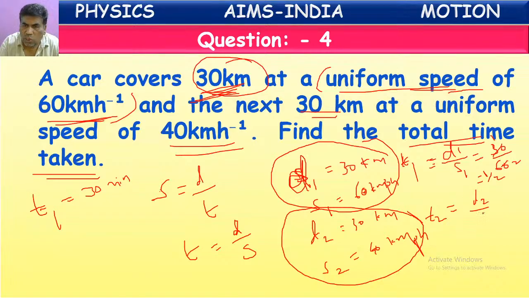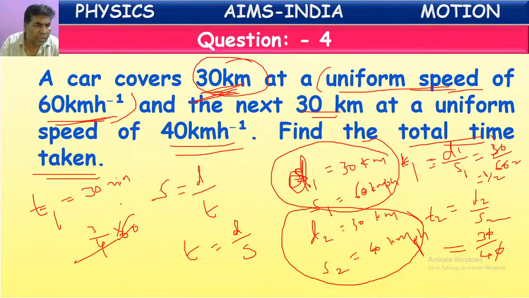In the same way, what is T2? D2 by S2, distance by speed. What is distance? 30. What is speed? 40. 0, 0 cancel. What is 3 by 4? 3 by 4 hours. To change into minutes, we have to multiply with 60. 4 fifteens are 60, so 3 fifteens are 45. What is the second time T2? 45 minutes.